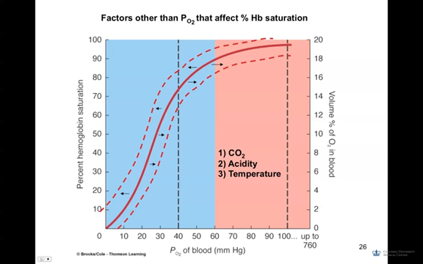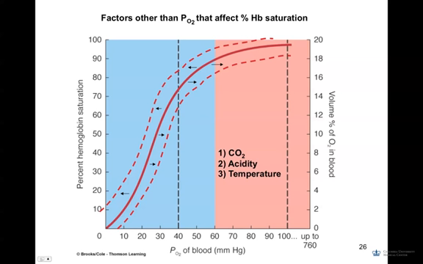So not only is hemoglobin naturally letting go of oxygen at these lower levels of PO2, when a tissue bed has these indicators of high metabolic activity, hemoglobin lets go of even more oxygen at that local tissue bed. And in this way, hemoglobin is delivering more oxygen to the tissues that actually need it the most because they are more metabolically active.